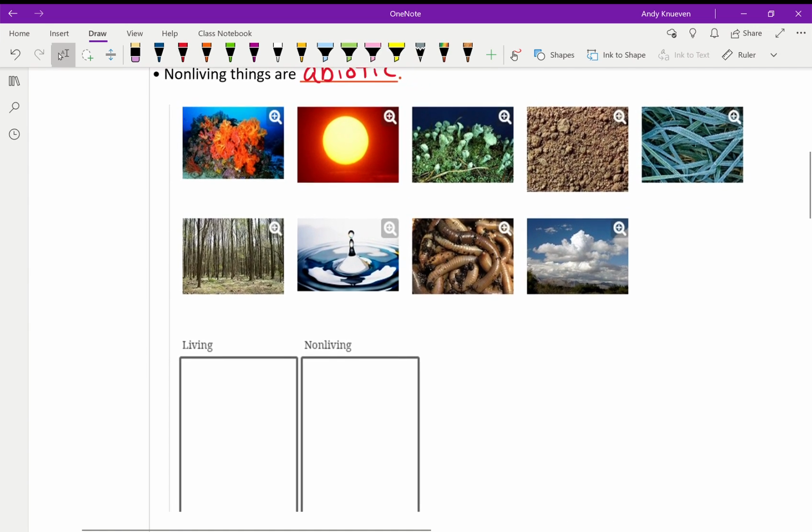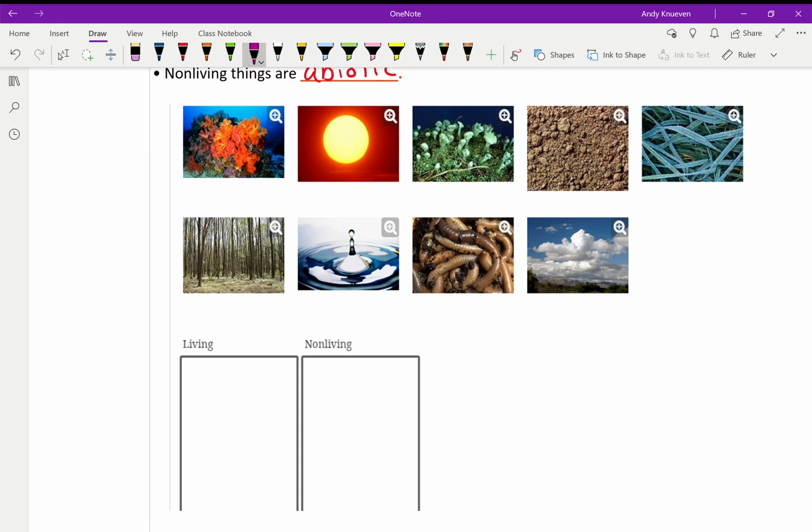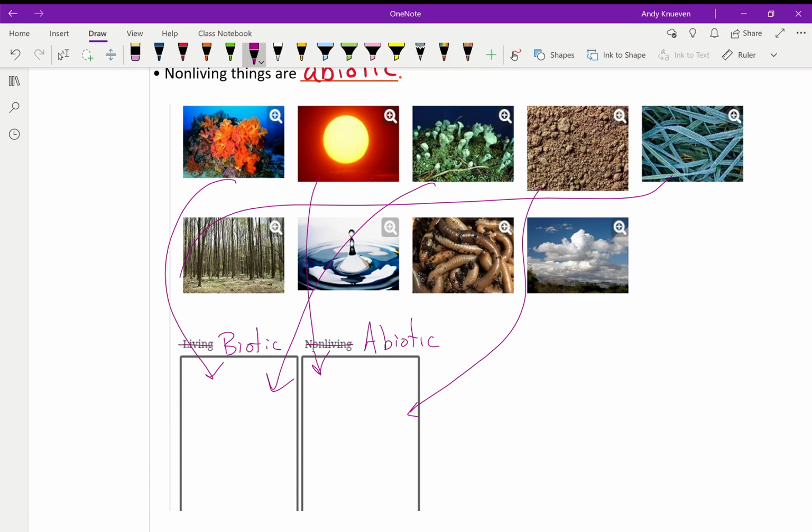So let's do some categorization. We have a few examples here. One of them, a couple examples, of coral. So we have a coral here that is living. And actually, let's rename that to be biotic, and non-living is abiotic. So coral, biotic. The sun never was living. That is abiotic. And we have a different type of coral, and that coral here is biotic. Dirt never was living, so it's abiotic.